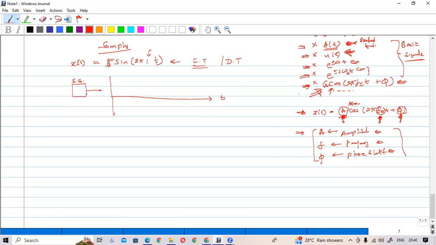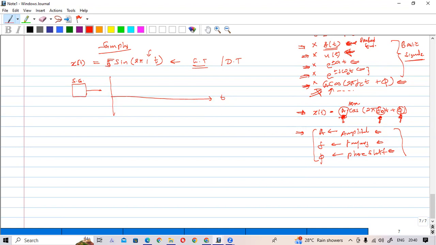Actually, for sampling, we are using the sinusoidal signal only. So you have to consider some sinusoidal signal and convert it to a discrete time signal. So you have to be thorough with these properties very well, otherwise you couldn't answer the exam question.